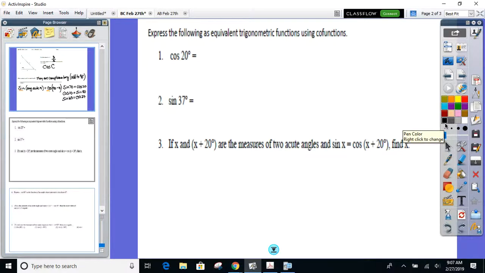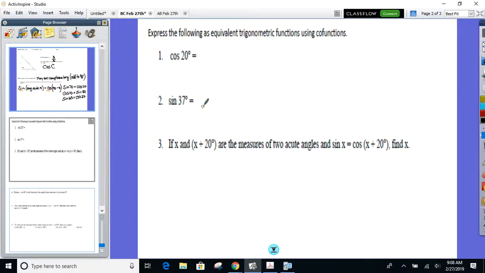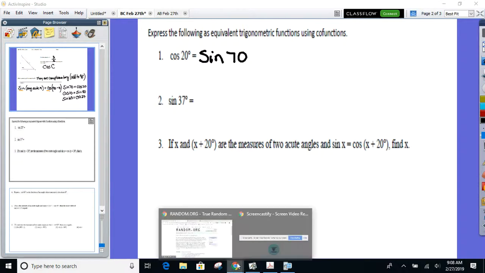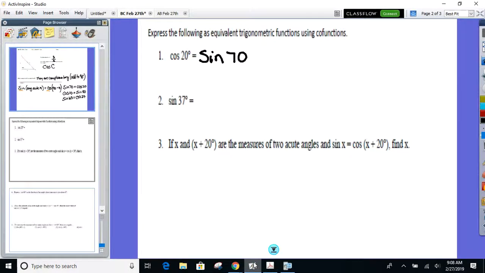All right, let's try to apply it now. Express the following as equivalent trigonometric functions using cofunctions. Basically, here's what I want. Use another ratio other than cosine and another angle for me. Cosine of 20 is going to be equal to what? I don't want you to use cosine again, and I don't want you to use 20 again. I want a new ratio with a new angle measurement. Sine of 70. Everyone all right? Why are they equal? Sine and cosine are always equal when their angles are complementary. Number 2, sine of 37 should be the same value as cosine 53.